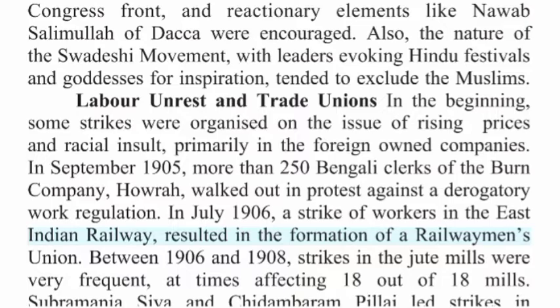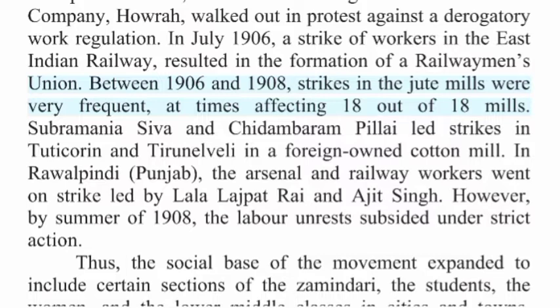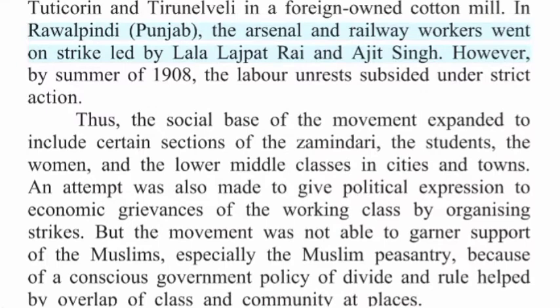Between 1906 and 1908, strikes in the jute mills were very frequent, at times affecting 18 out of 18 mills. Subramania Siva and Chidambaram Pillai led strikes in Tuticorin and Tirunelveli in a foreign-owned cotton mill. In Rawalpindi, Punjab, the arsenal and railway workers went on strike led by Lala Lajpat Rai and Ajit Singh. However, by summer of 1908, the labor unrest subsided under strict action.